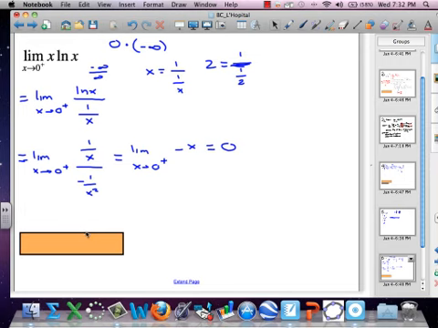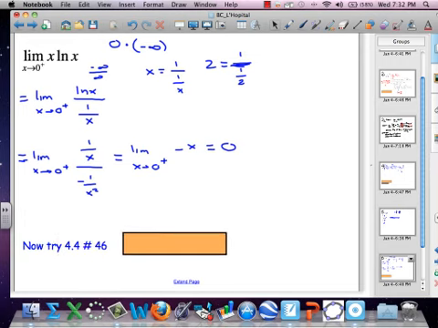Okay, pause the video and give 4.4 number 46 a try using this technique of rewriting a product as a fraction so that you can use L'Hopital's rule.